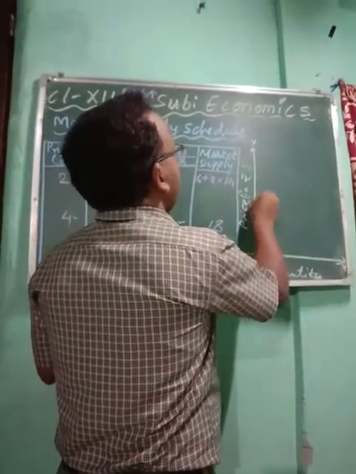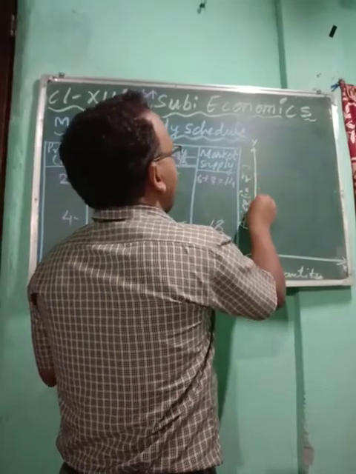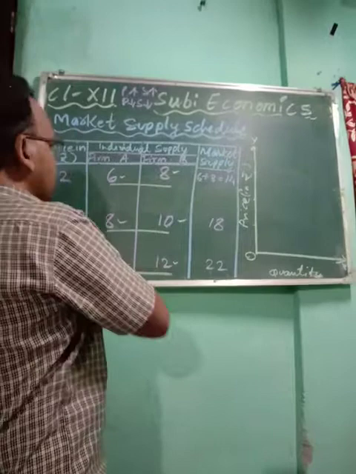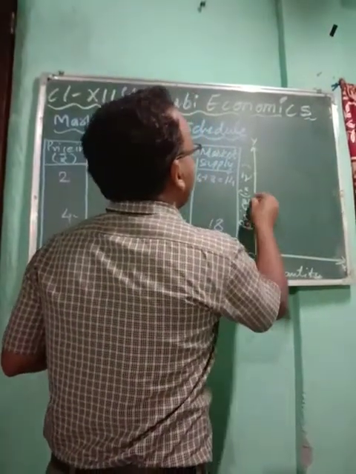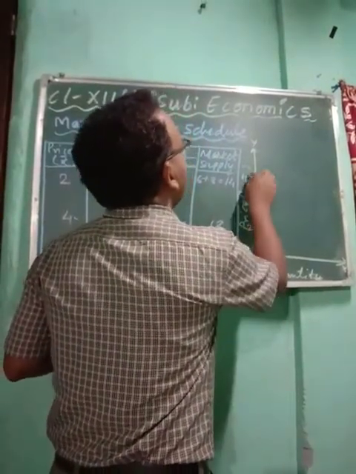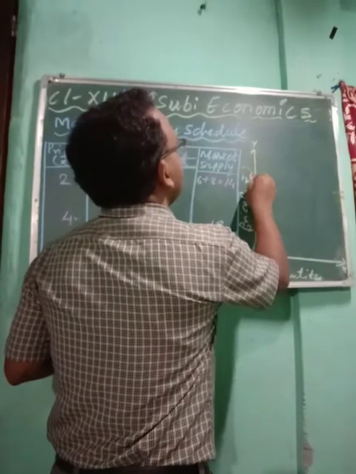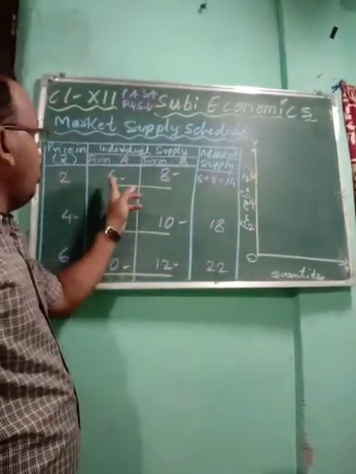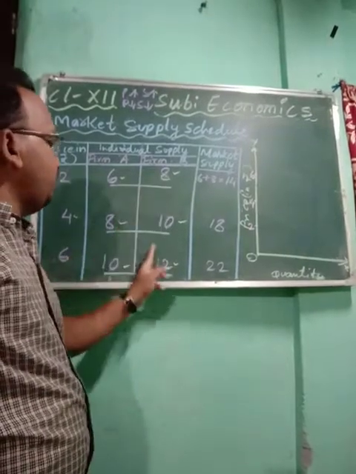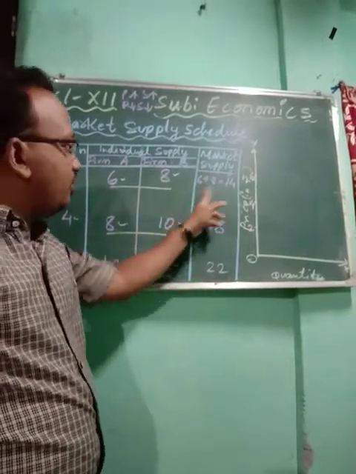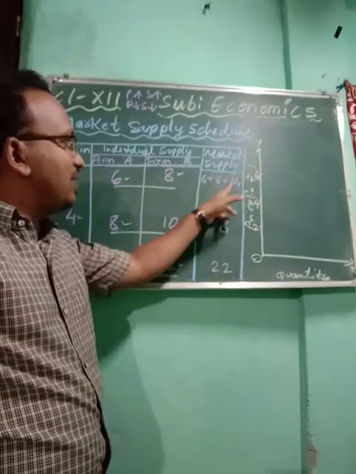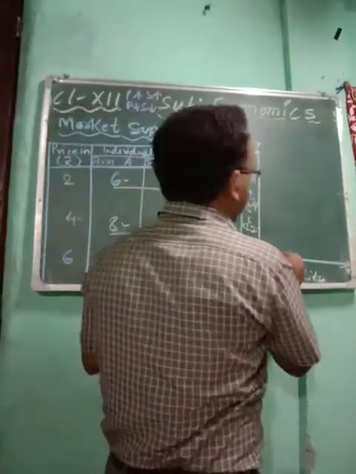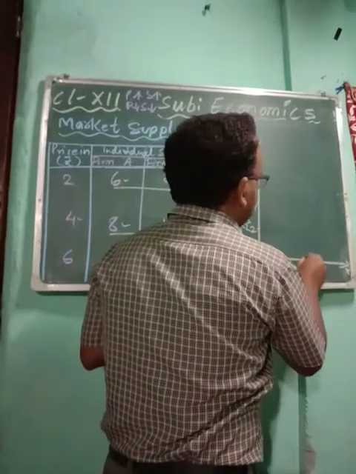The prices should be in ascending order. So you see 2, 4, 6. Okay, now quantity. In quantity you are not going to take firm A and firm B, because it is market supply and you have already added. So you are going to take the market supply quantity, which is 14, 18, 22. Keep an equal distance.